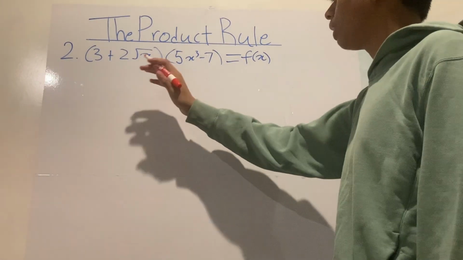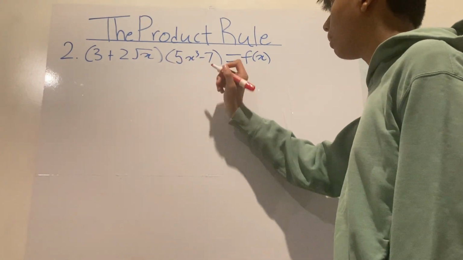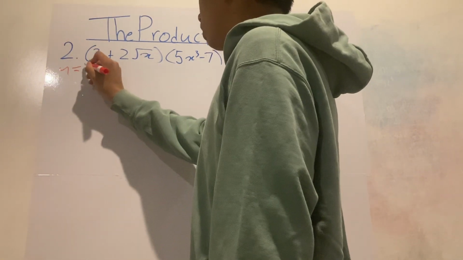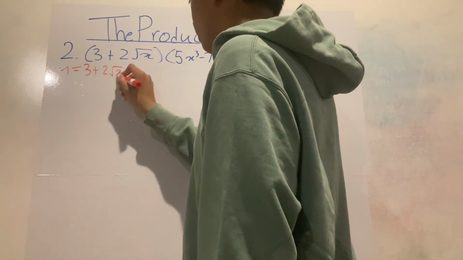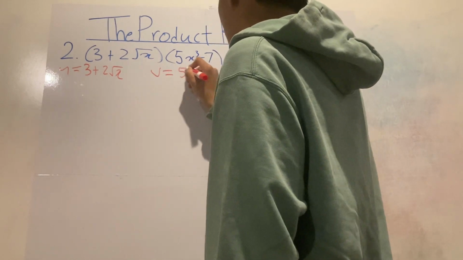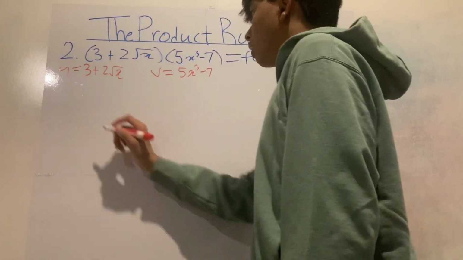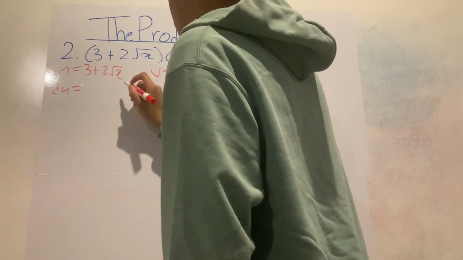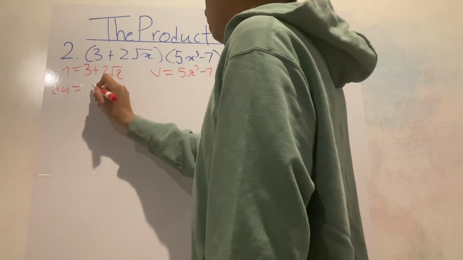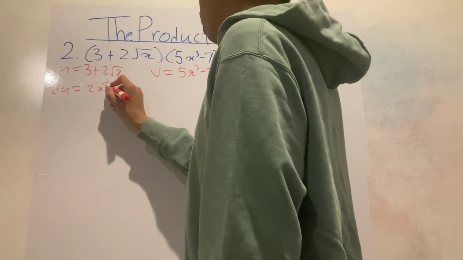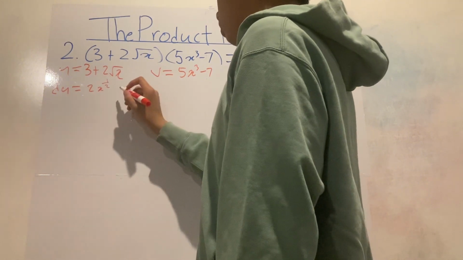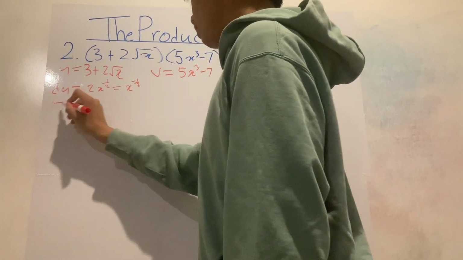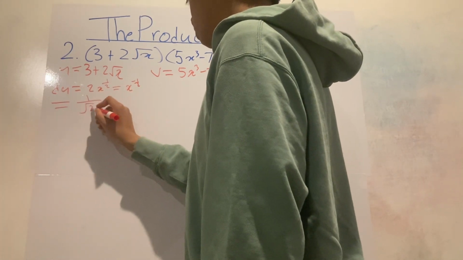Okay, number 2, we have 3 plus 2 root x times 5x to the 3 minus 7. So let's have u and v again. So u equals 3 plus 2 root x, and v equals 5x to the 3 minus 7. So the derivative of u: for the derivative of 2 root x, we can just say this is 2x to the 1 over 2. And if we do the power rule, this is just going to equal x to the negative 1 over 2, or 1 over root x.